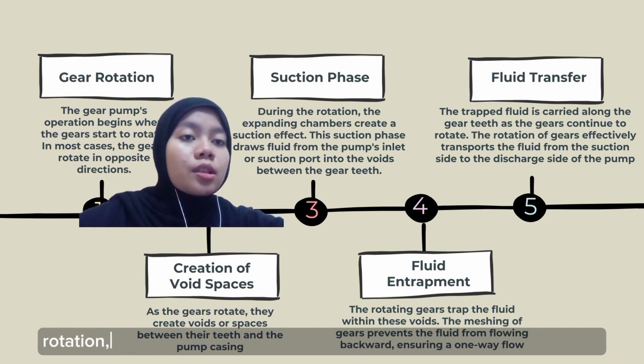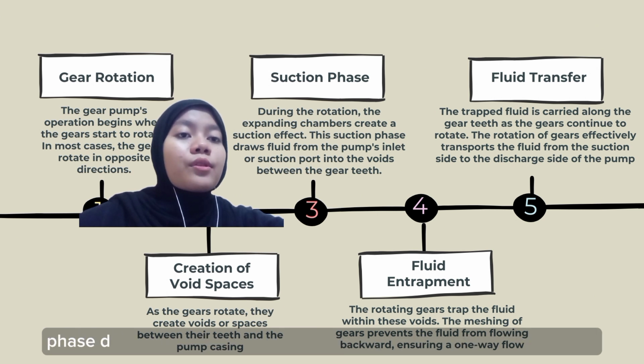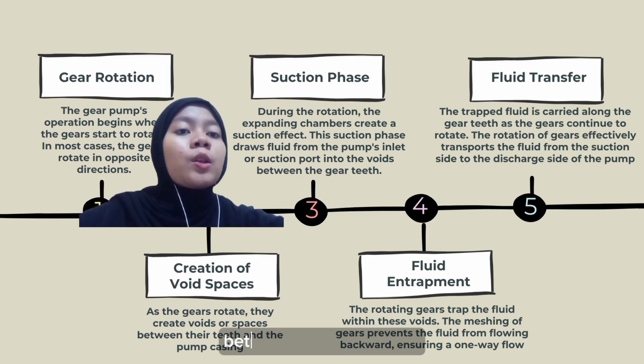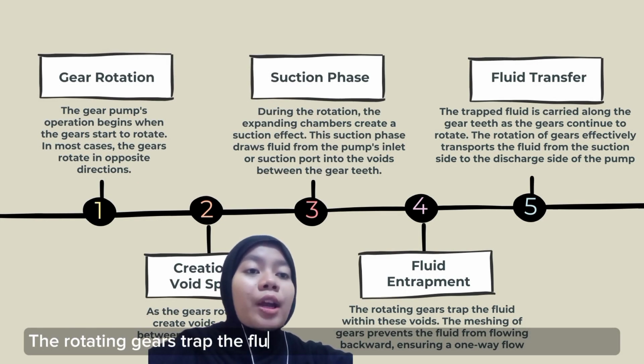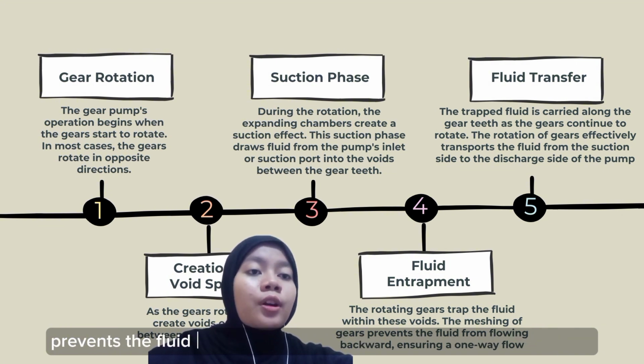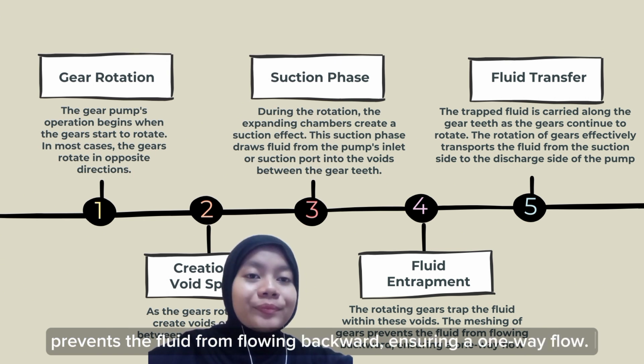During the rotation, the expanding chamber creates a suction effect. The suction phase draws fluid from the pump's inlet or suction port into the voids between the gear teeth. The rotating gears trap the fluid within these voids. The meshing of gears prevents the fluid from flowing backward, ensuring a one-way flow.